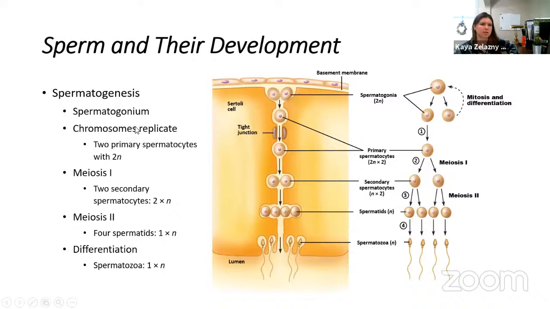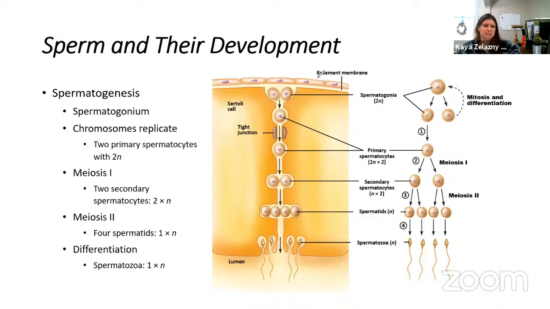So now we're going to look at the development of a sperm. So how we get from a normal diploid cell in the testes to these mature sperm, which are going to be haploid and are going to have these specialized structures for movement through the reproductive system.